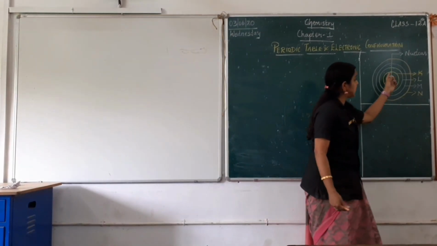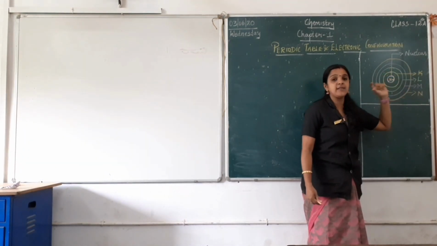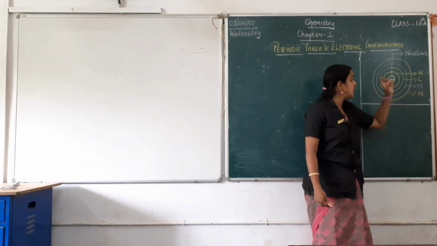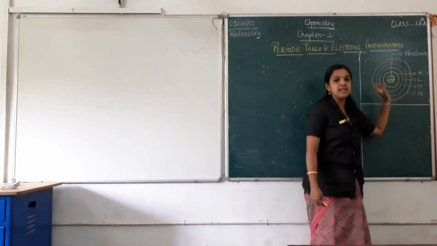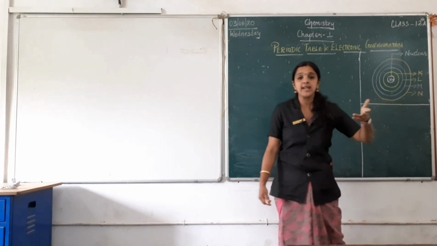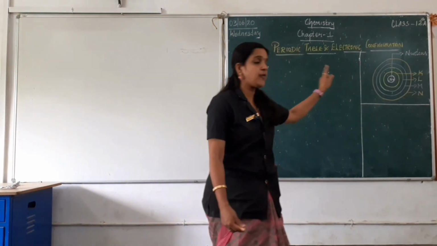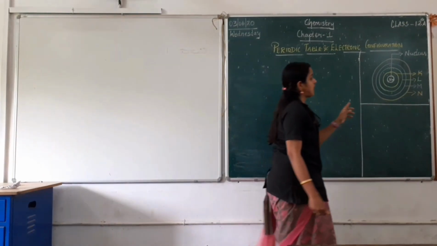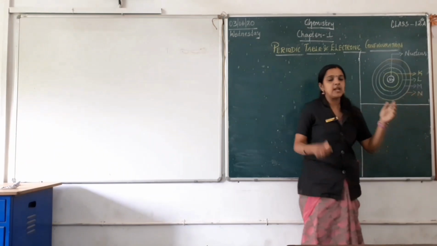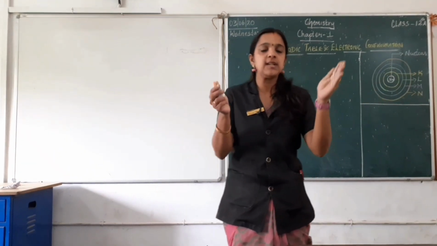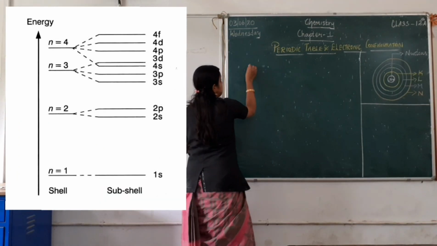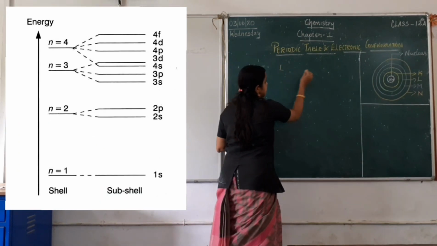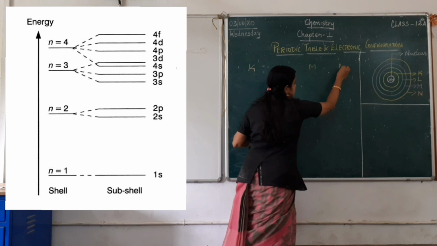Now we know there are electrons which are negatively charged. Electrons, being negatively charged, will be rotating around the nucleus. Now where do they rotate? They rotate in these fixed orbits, which we call shells. Now we have learned about this till last year. To continue this, we are going to study this year about the classification of shells.